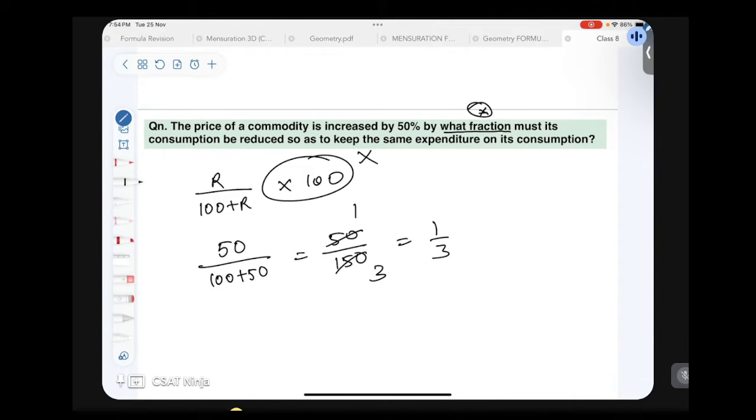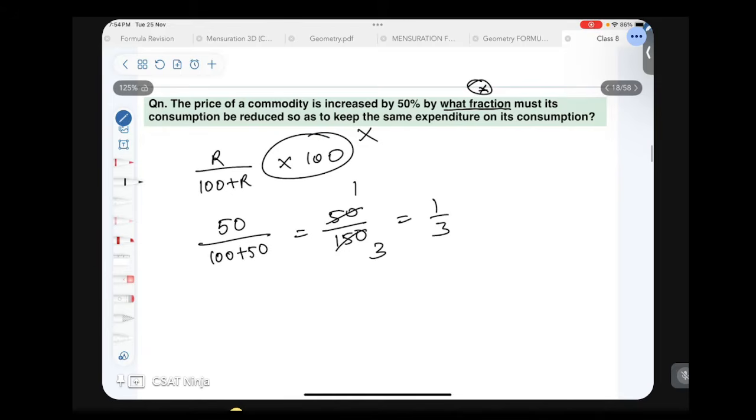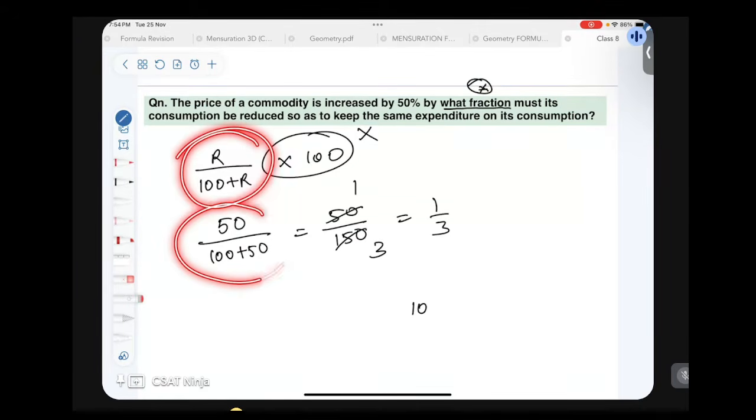I'll give you a shortcut approach to this one, and you can use this in the exam hall. The shortcut approach is this. Let's say earlier the price was 100. In the exam, let's say you have forgotten the formula. How do we do that?